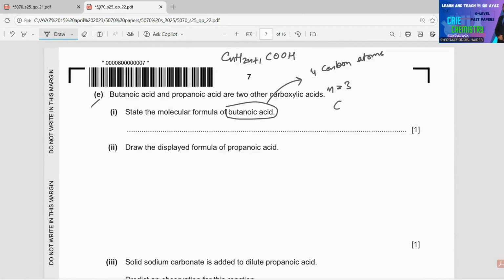So C3H, 2 multiplied by 3 is 6, 6 plus 1, 7. H7COOH. So it must be C3H7COOH. Or you can even write it this way, C4, count all the atoms, H8O2. 2. Draw the display formula of propanoic acid. For the propanoic acid, we know it must be having 3 carbon atoms.